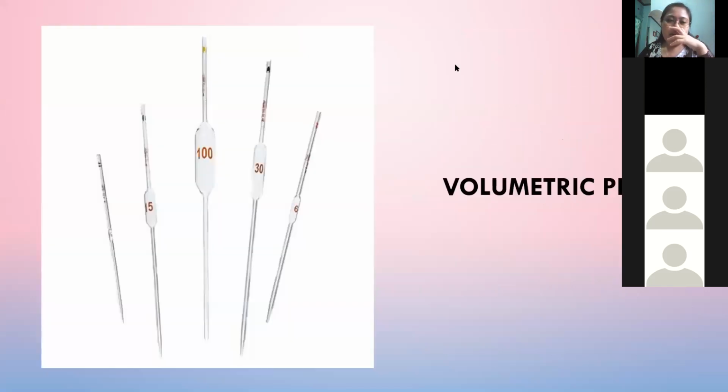And this is how a volumetric pipette looks like. You can easily identify volumetric pipette by the presence of a bulb, like this one at the center. And again, it will deliver fixed volume. If it's a 100 ml volumetric pipette, it will really deliver 100 ml. So, in anaha ang volumetric pipette.